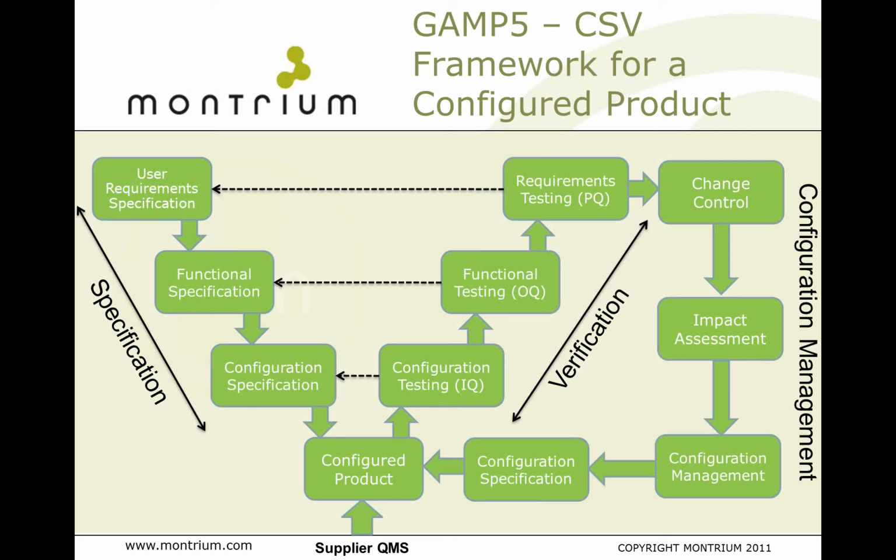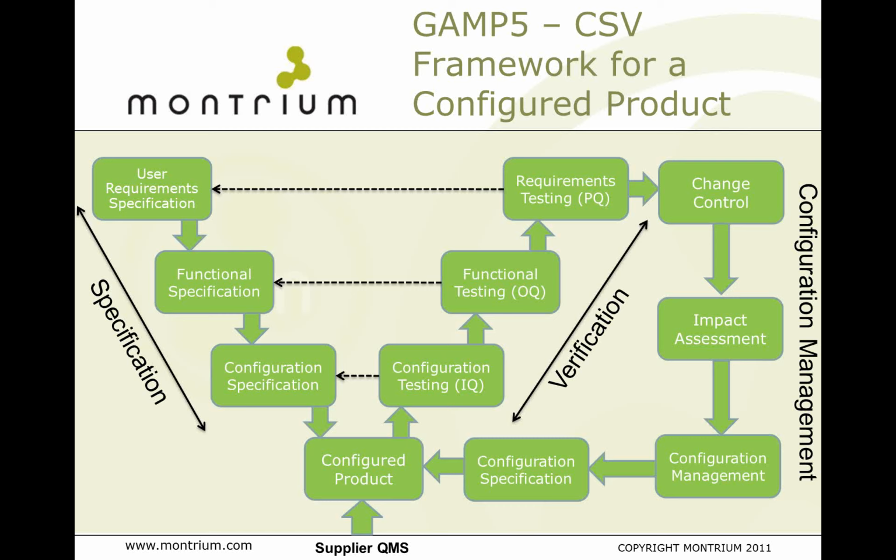And then finally, we do requirements testing, which is typically done by the end users, PQ, and that will be done against the user requirement specification to make sure that we're meeting those requirements. That's really the verification phase, and once we've done that, typically the system will go into production, and at that point we fall under change control.